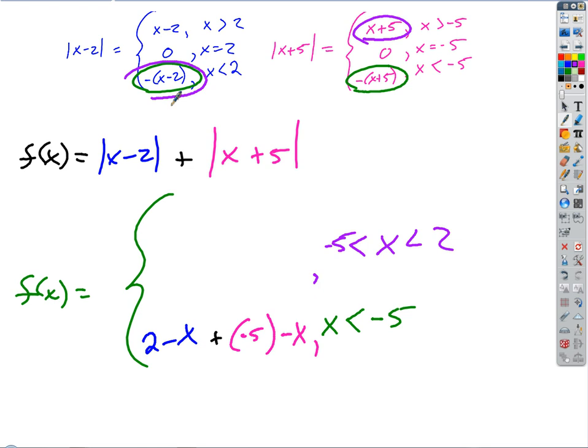Okay. And so then what's going on, the purple part of the interval is going to look like 2 minus x plus that. Right?